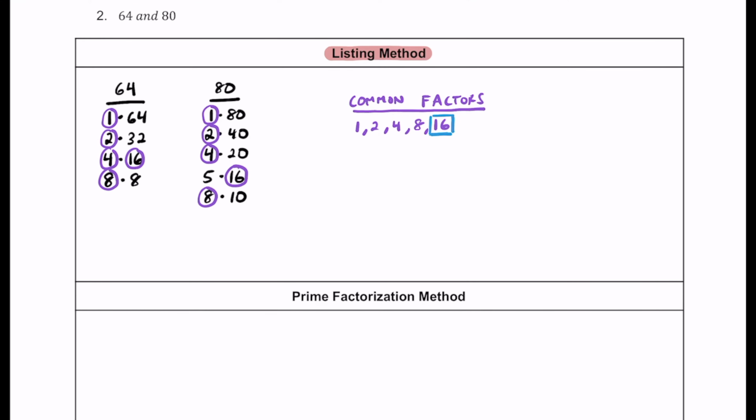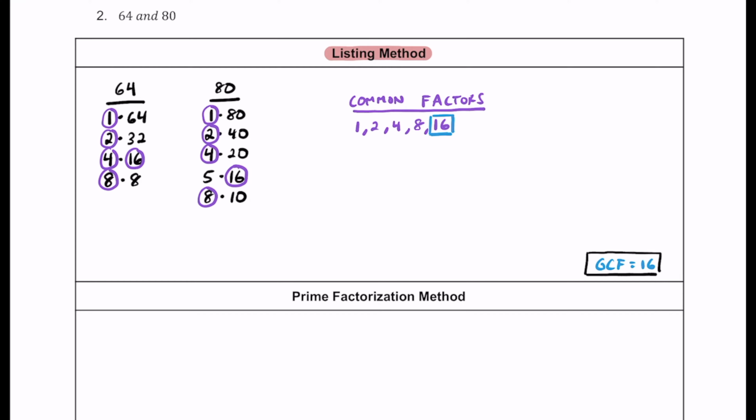And like we said earlier, if 16 is the GCF, these common factors are all factors of the GCF. Okay, so we can go ahead and say that the GCF here is equal to 16. All right, so we could divide 64 into 16 groups and 80 into 16 groups, and that's the greatest number you could divide them both by.